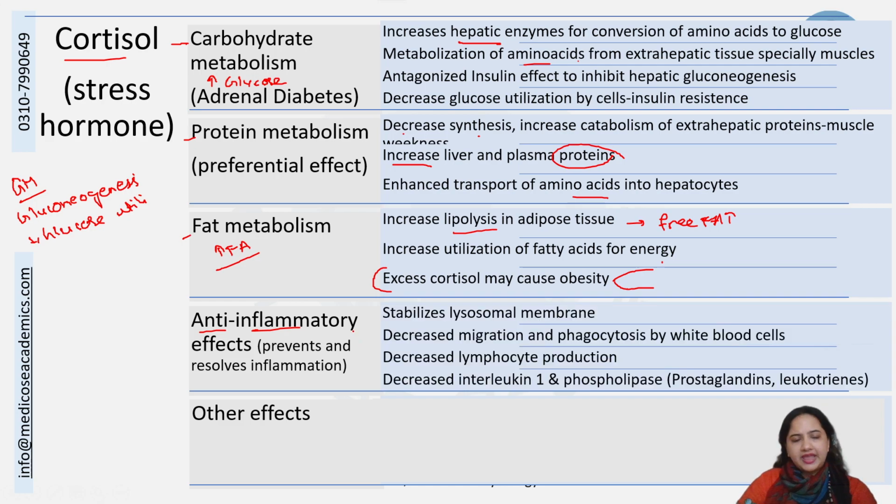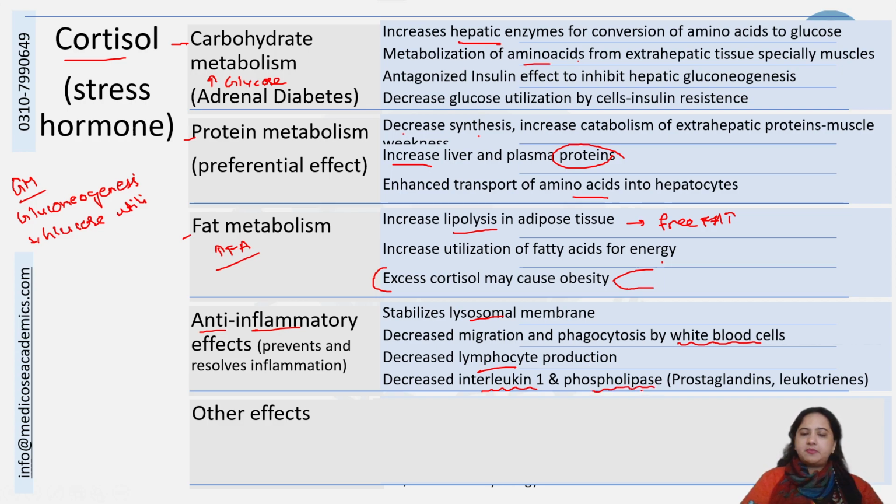How does it act like that? Many reasons. It stabilizes lysosomal membrane. That decreases the inflammatory products, decreases the migration and phagocytosis by white blood cells. It suppresses the immunity. It decreases the production of lymphocytes. Blood cells are decreased, their migration and phagocytic potential is decreased, lysosomal membranes are stabilized, and also there are decreased inflammatory markers. Interleukin 1, which causes fever, is decreased.